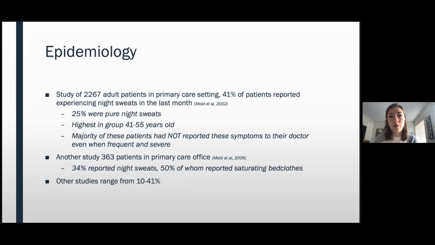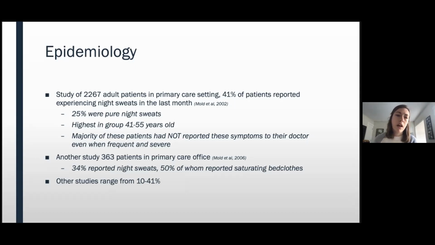41% of those patients reported experiencing night sweats within the last month. 25% were only happening at night. And this is most common in middle-aged patients from 41 to 55 years old. And what I thought was interesting was that the majority of these patients had not reported these symptoms to their doctor, even if they were frequent and severe. And so this might be a problem that our patients are just kind of living with and not wanting to tell us about for various reasons.